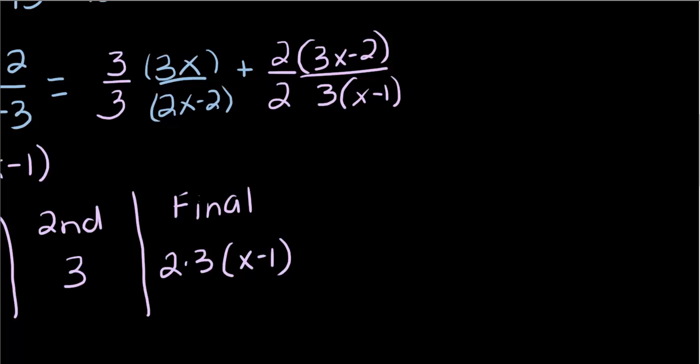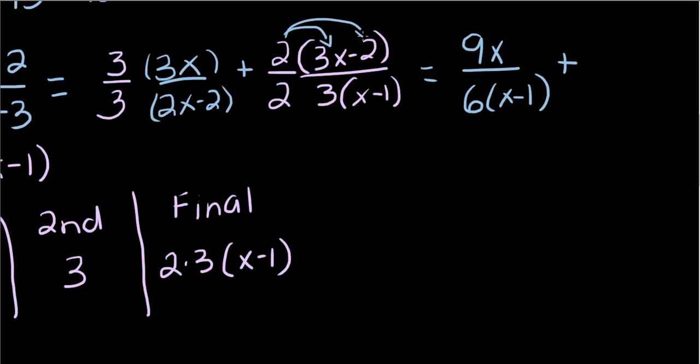So now we're going to multiply this. So we'll have 3 times 3x, that's going to give me 9x. And the denominator, I know that it's going to be 2 times 3 times x minus 1. So I'm just going to write it as 6 times x minus 1. Plus, I'm going to distribute these two. So I'm going to multiply 2 times 3x and then 2 times negative 2. 2 times 3x is 6x. 2 times negative 2 is negative 4. Over, again, the common denominator is 6 times x minus 1.